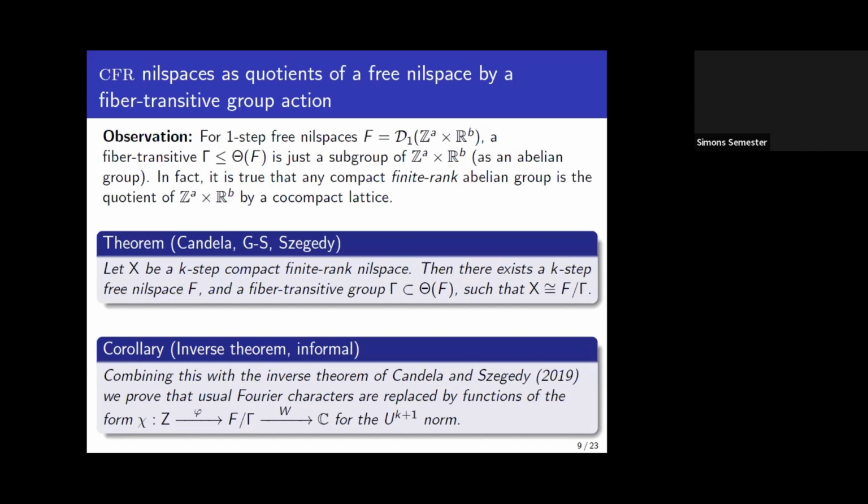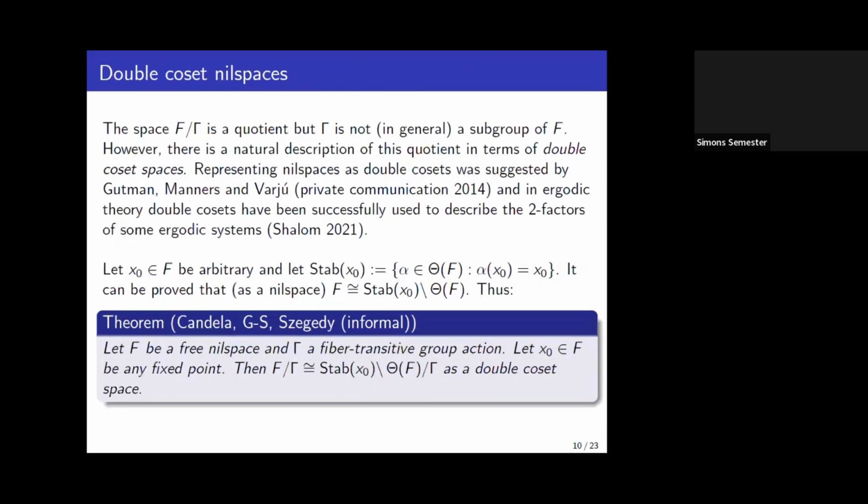And as a corollary, we get what I announced at the beginning, that combining this with the inverse theorem of Candela and Szegedy, we can get an inverse theorem where the factor object here is something much more explicit. It's just this free nilspace modulo a group action that is very restrictive and you can describe in some sense. Okay, so let's come back also to double-coset nilspaces just to fill all the gaps in the title of the talk. As I remarked, the gamma is a group that acts on F, but is not necessarily a subgroup of F.